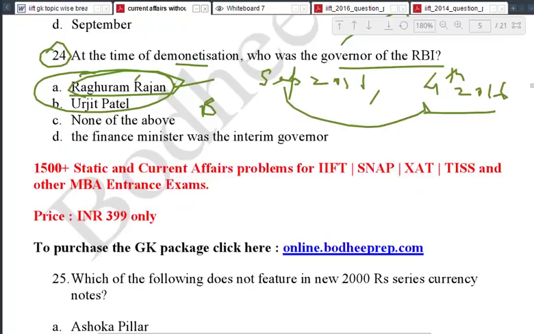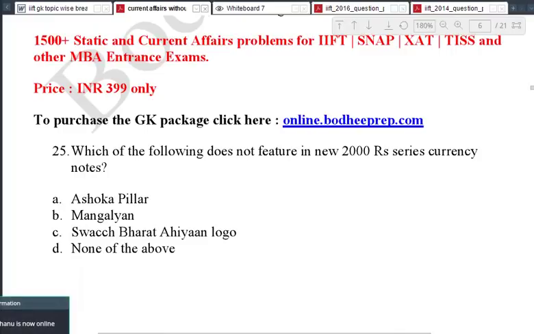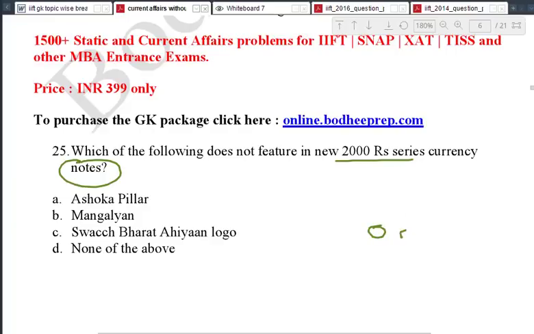So I will again go a little down here. Which of the following does not feature in the new 2000 rupees series currency notes? Ashoka Pillar, Mangalyaan, Swachh Bharat Abhiyan logo, none of the above. We have Ashoka Pillar, right? We have the Swachh Bharat Abhiyan logo, the specs. If you have a 2000 rupee note, please open it. You will find that the specs is there. So the Swachh Bharat. None of the above is the answer.